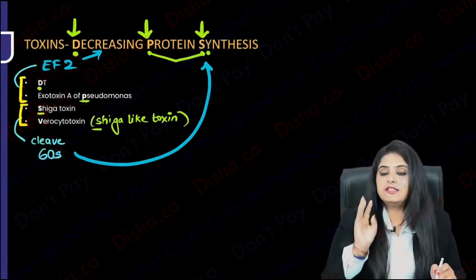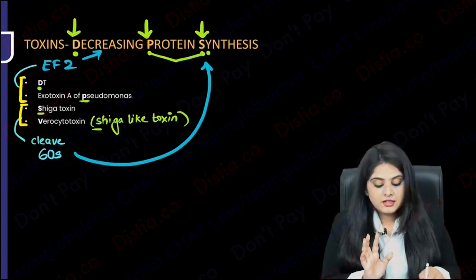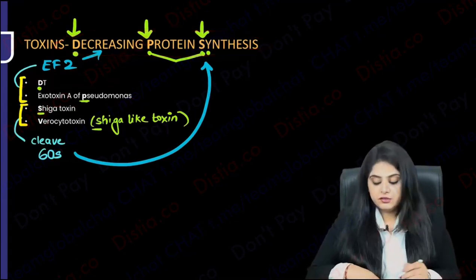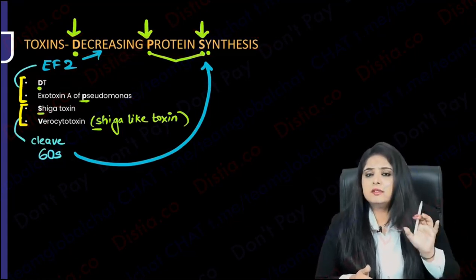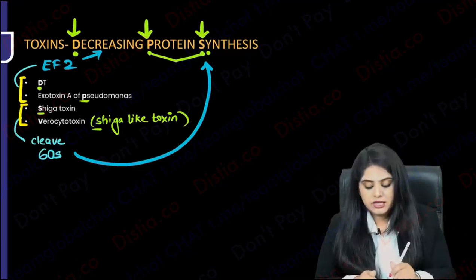Shiga toxin cleaves the 60S, and that is how you decrease protein synthesis. So all your toxin related work is done. But now from this toxin, I want to make a vaccine. Can I do that? Yes.